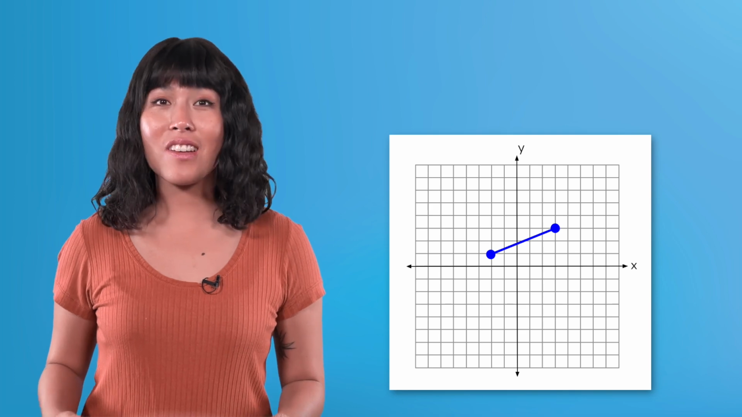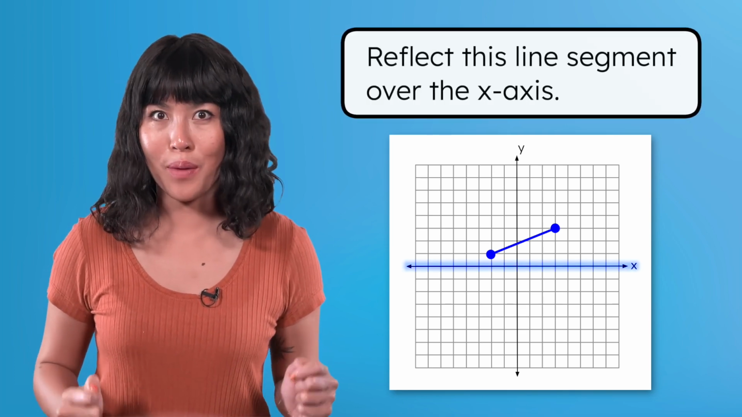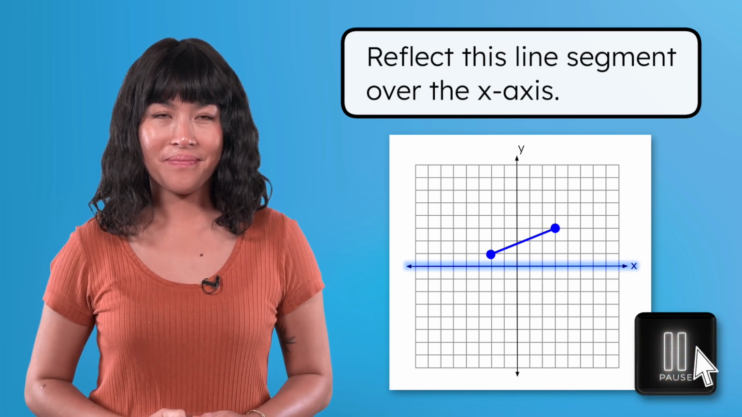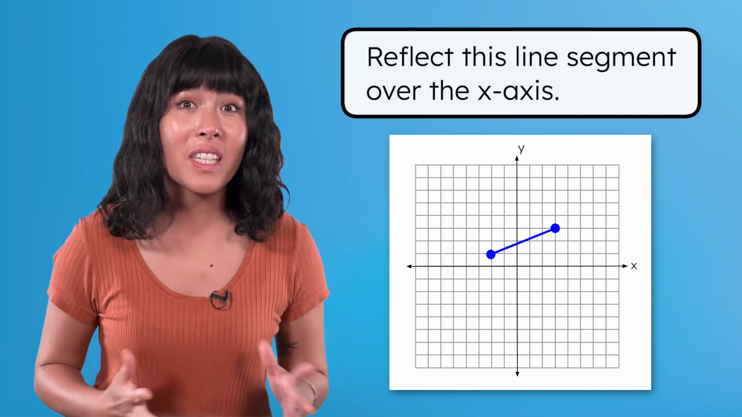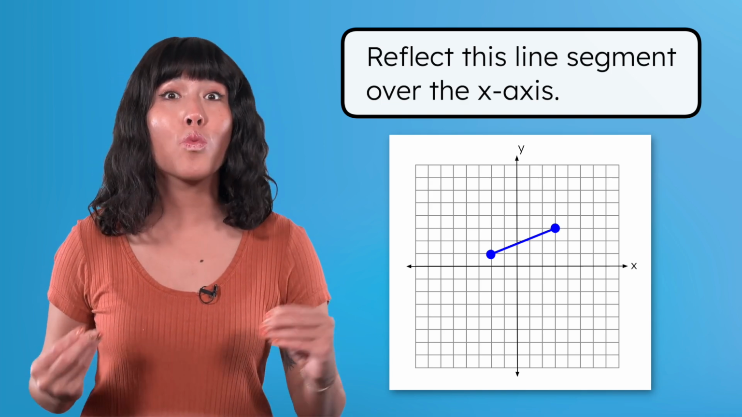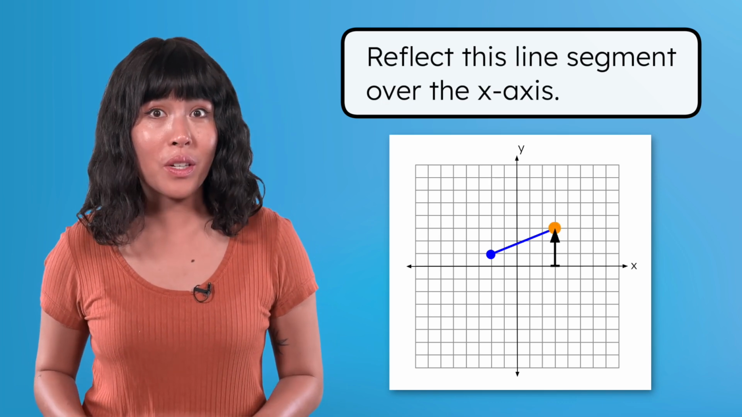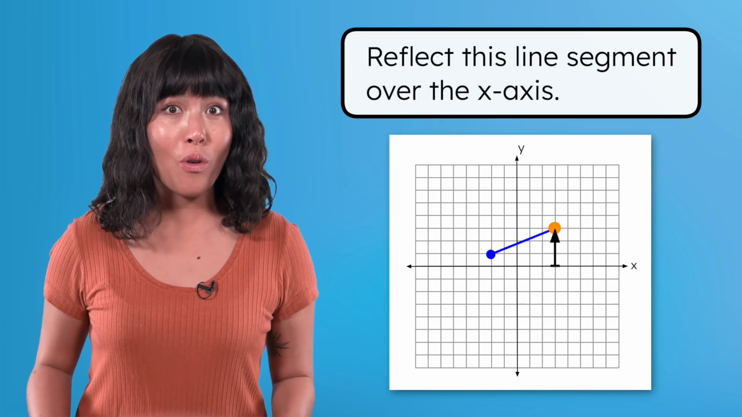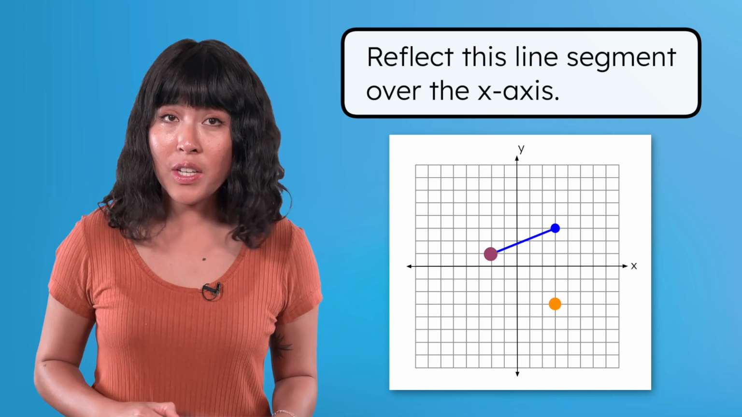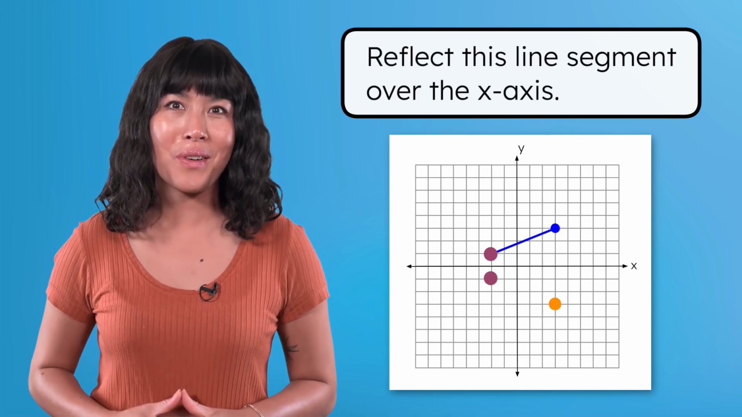This line segment is our pre-image. Pause the video and reflect it over the x-axis to get its flipped image. When reflecting a figure over the x-axis, it'll be the same distance away from the line of reflection as it originally was, just on the other side. Since this point is 3 units away from the x-axis, its reflected point will also be 3 units away. And since this point is 1 unit away from the x-axis, its reflected point will also be 1 unit away.